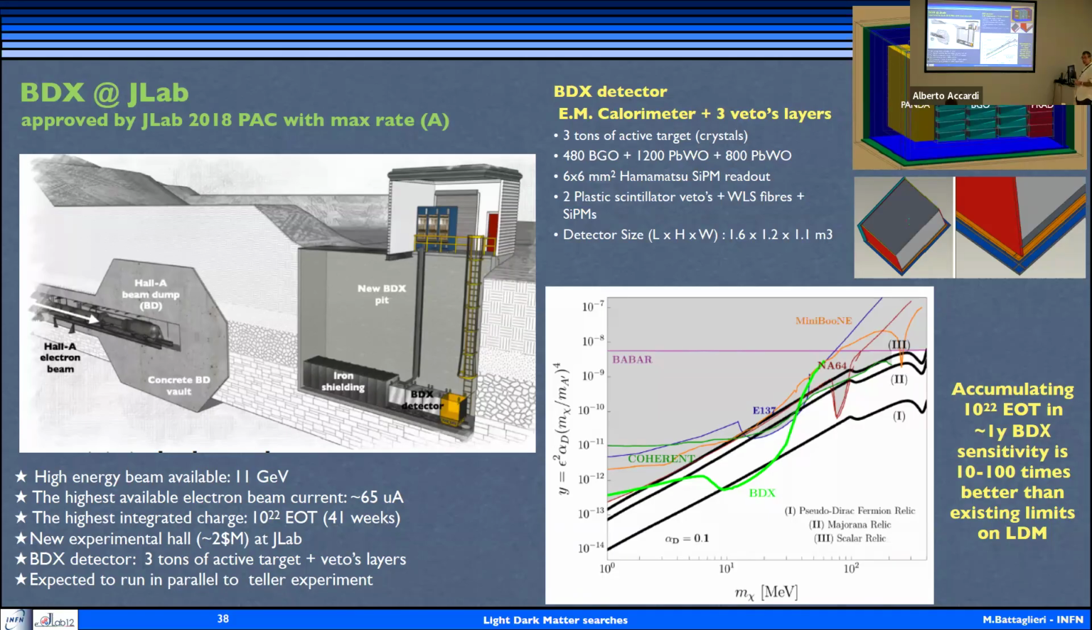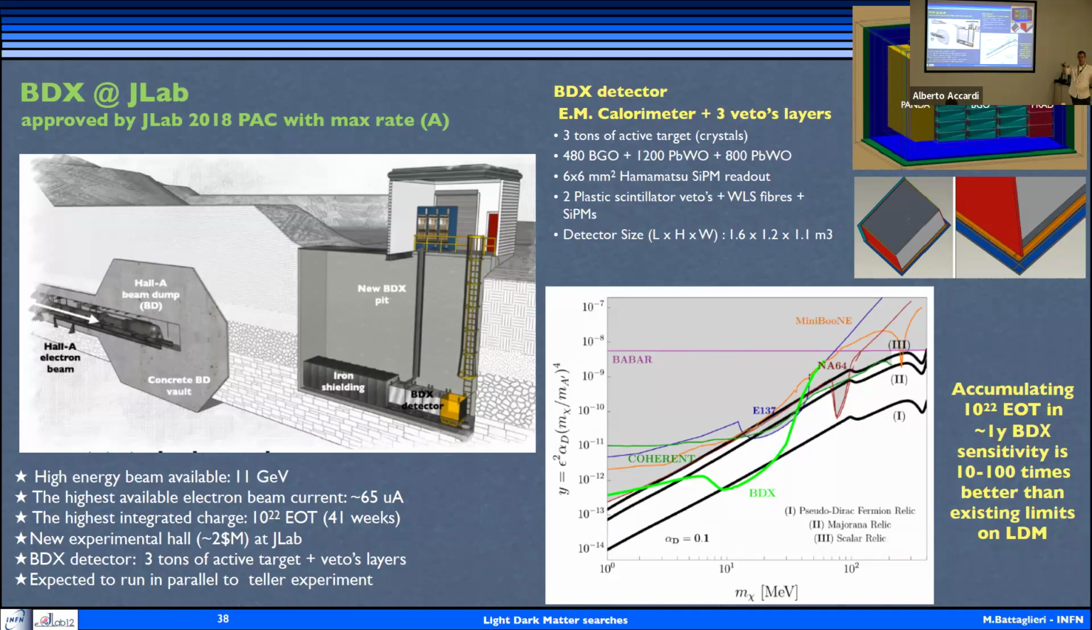NA64 is another experiment running at CERN with a 100 GeV electron beam. It runs in a similar way, a little bit different, but in beam dump mode, exactly as I described for JLab. You see it has maximum sensitivity to higher energy, because you start with a high energy beam, and for the future, they are expecting to cover this area.